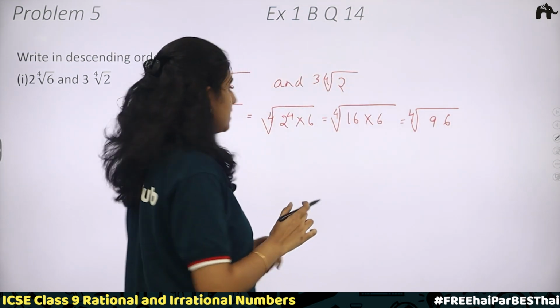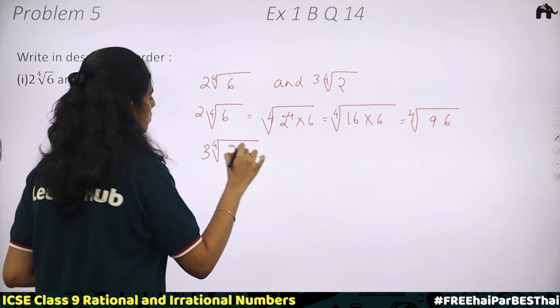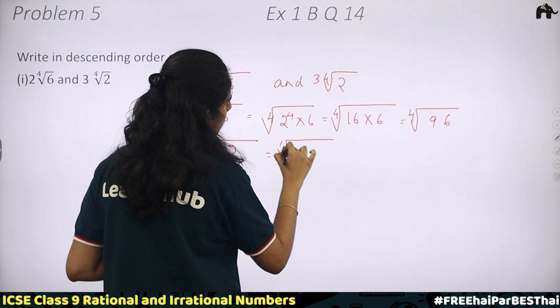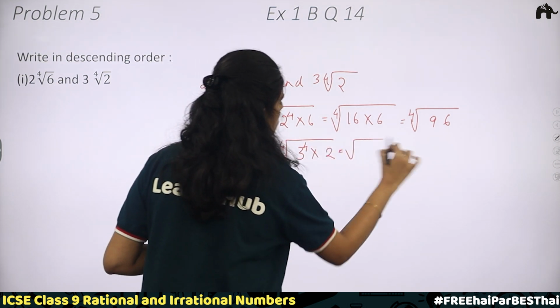So 2 fourth root of 6 is fourth root of 96. The next one, 3 fourth root of 2, is equal to fourth root of 3⁴ into 2. What is 3 raised to 4?